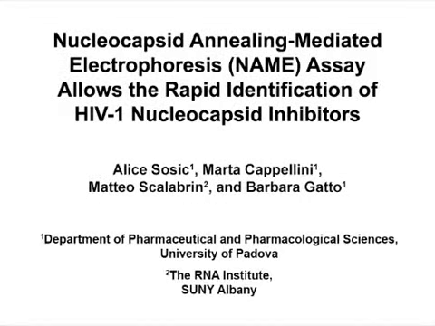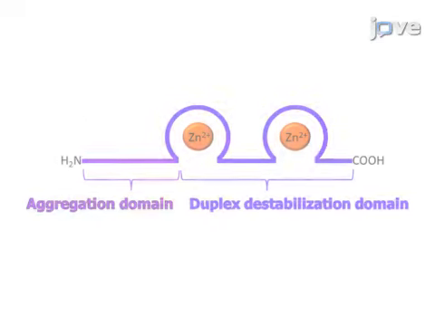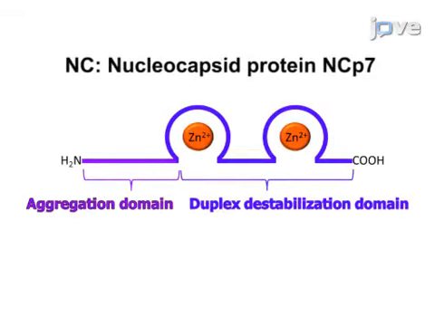The overall goal of the experiment is the rapid identification of molecules able to inhibit the chaperone activities of HIV-1 nucleocapsid protein in vitro. NC is a small and highly basic protein with its structure characterized by a flexible N-terminal domain and by two highly conserved zinc fingers that are engaged in interaction with viral nucleic acids.